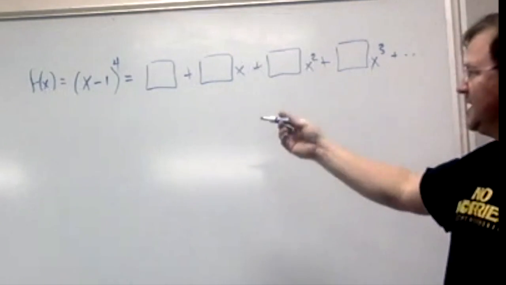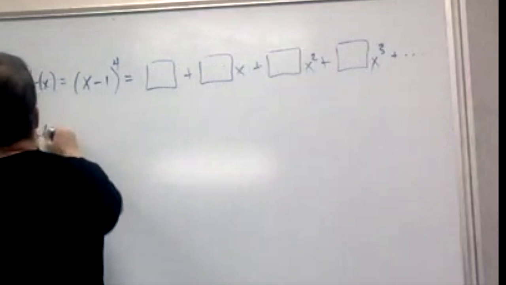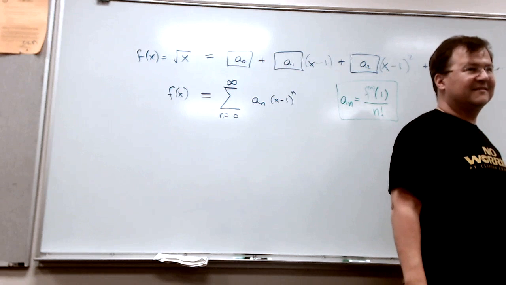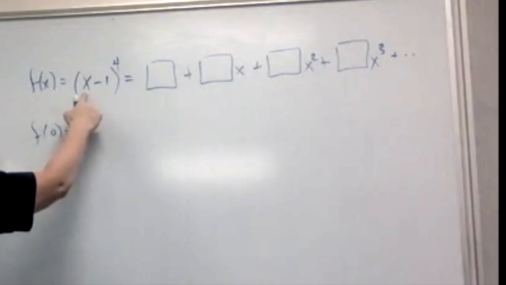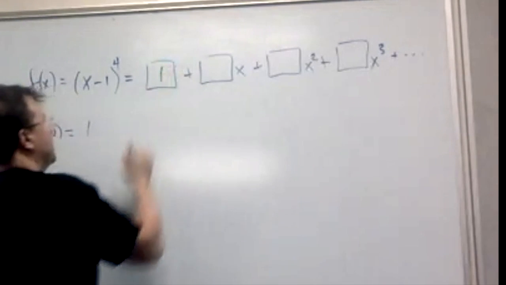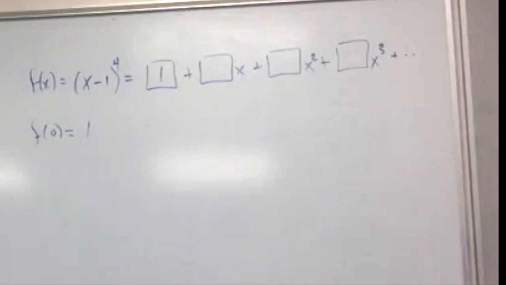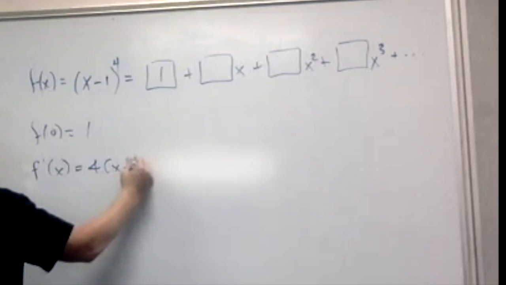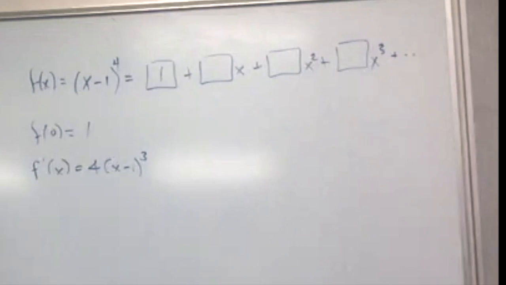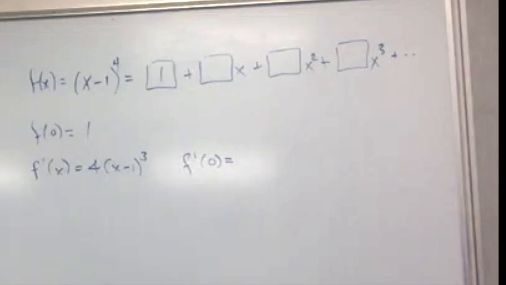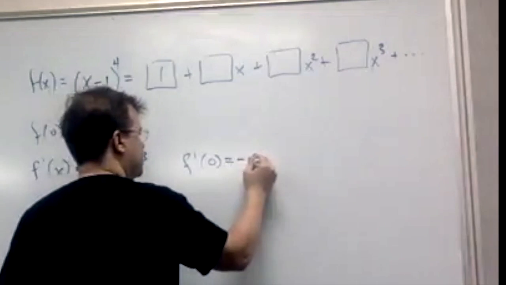So, in this case, I can see that f at 0 is A sub 0. That would be negative 1 to the 4th power, which is positive 1. So A sub 0 is 1. And if I take the derivative, what is the derivative evaluated at 0? Negative 4.